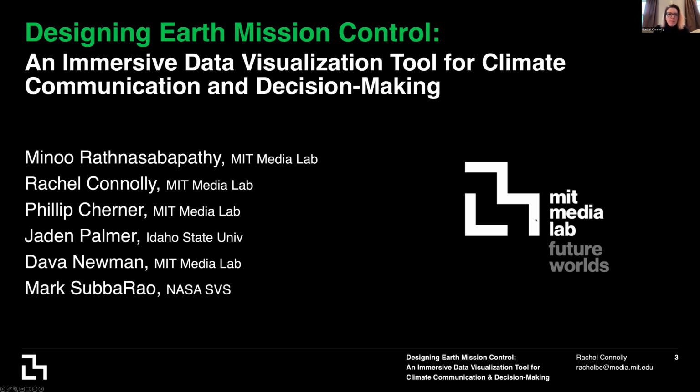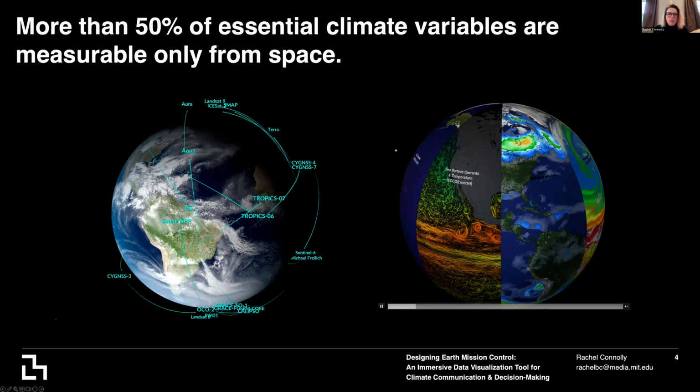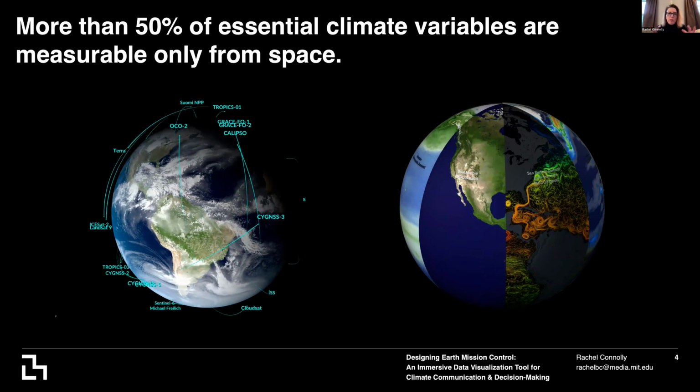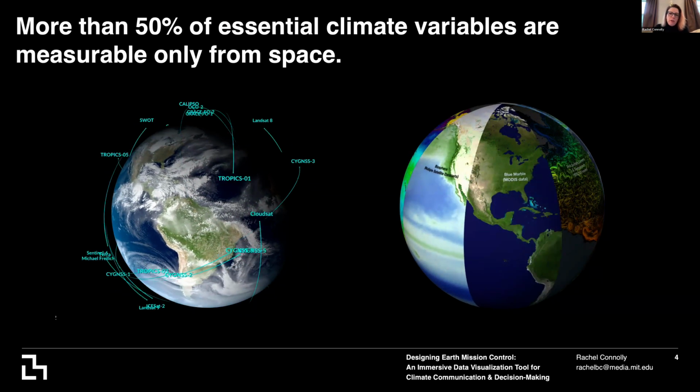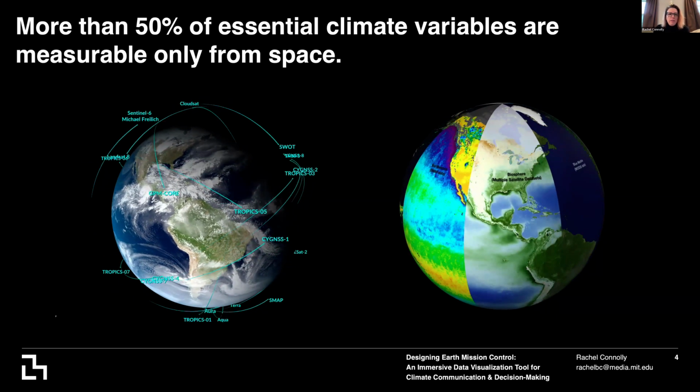Next slide, please. Earth Mission Control recognizes that so much of our Earth observation data and climate variables are really measurable from space, but bringing together and knitting together all these various modalities of data can be very difficult.